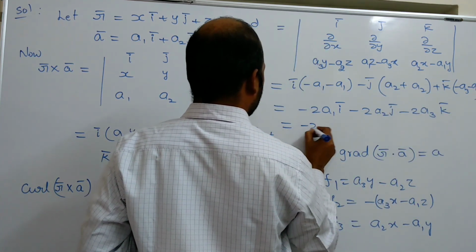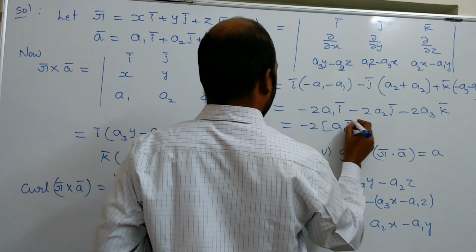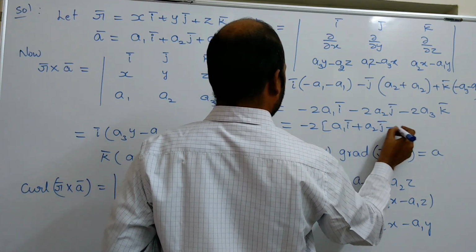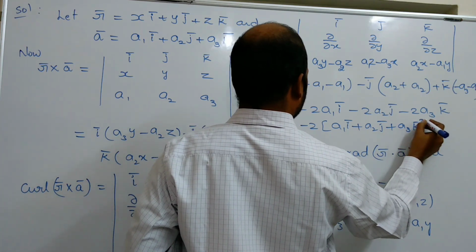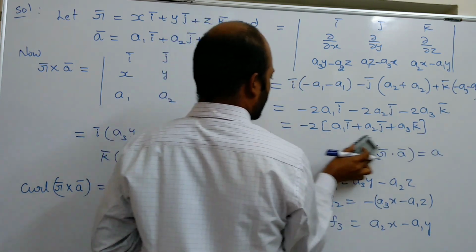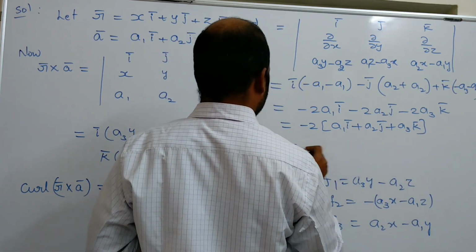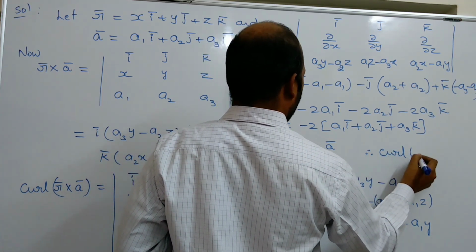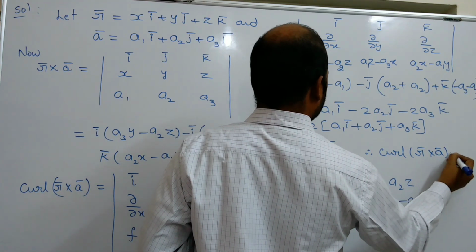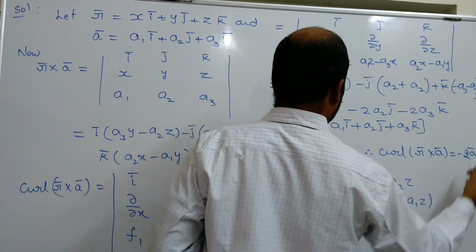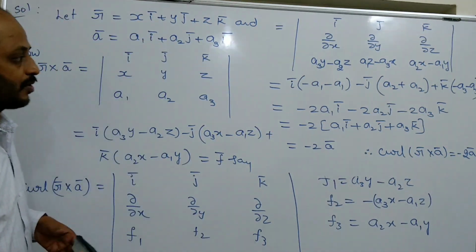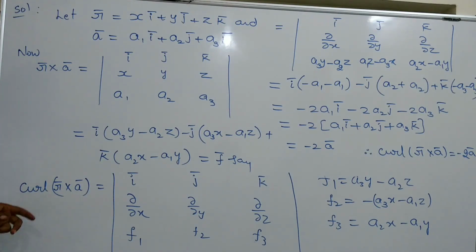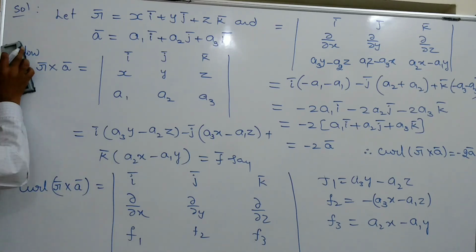By making minus 2 common, a1 I bar plus a2 j bar plus a3 k bar. This is nothing but minus 2 a bar. Therefore, curl of r bar cross a bar is equal to minus 2 a bar. Observe that. And the last step, you have to find gradient of r bar dot a bar.